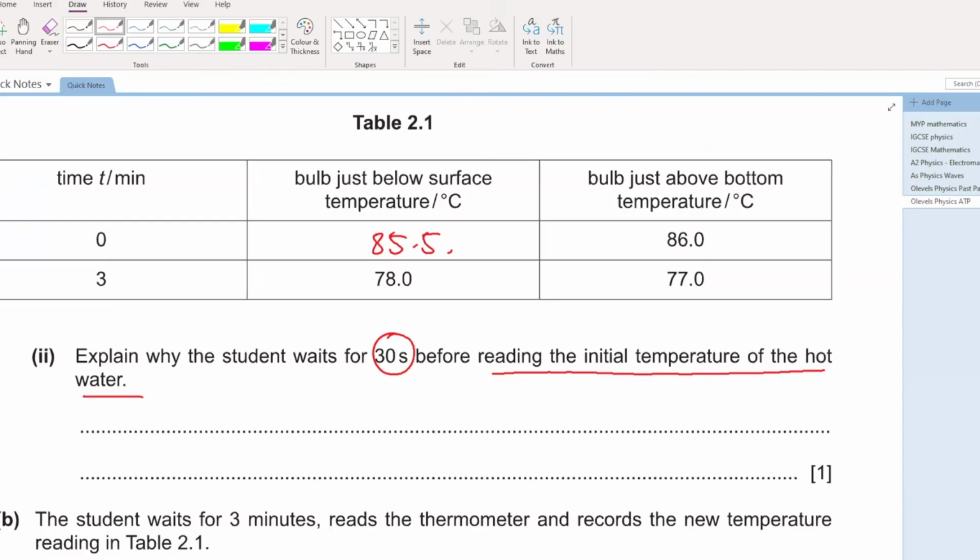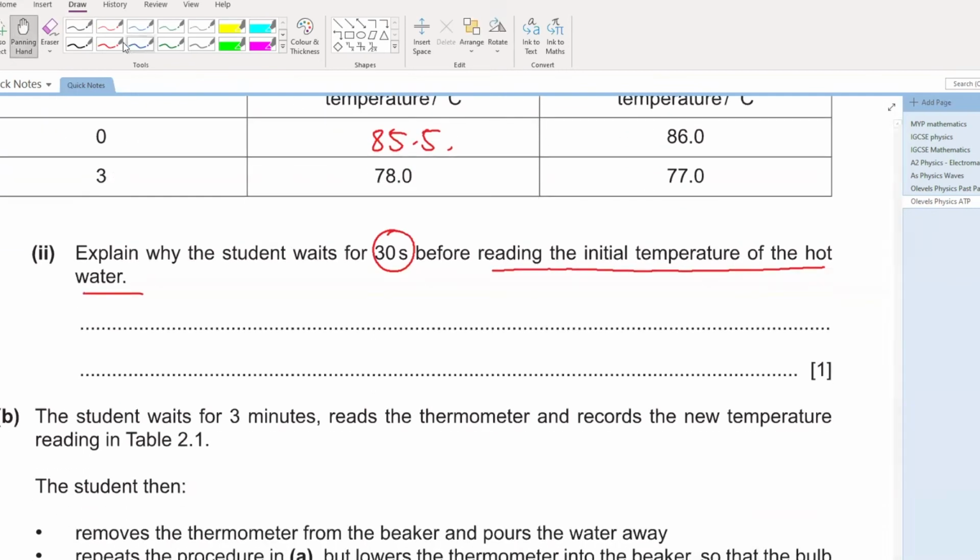Whenever you measure temperature with a thermometer, you wait for a while before reading it. Why? Because you want to allow the thermometer to reach the temperature of the hot water, or the hot body, whatever you are measuring. This is common practice even at home.